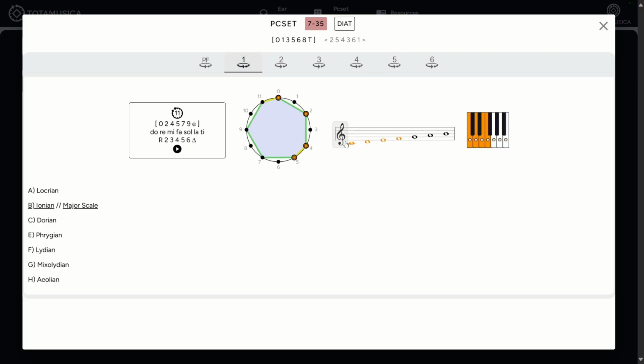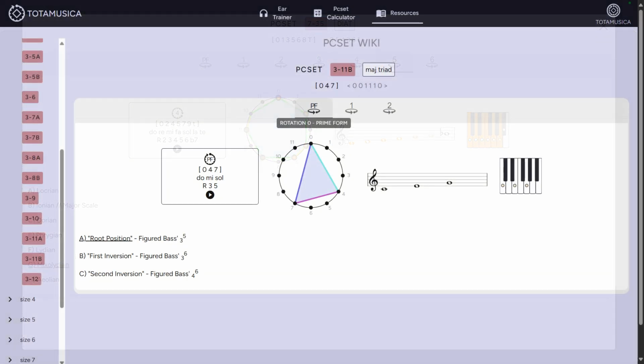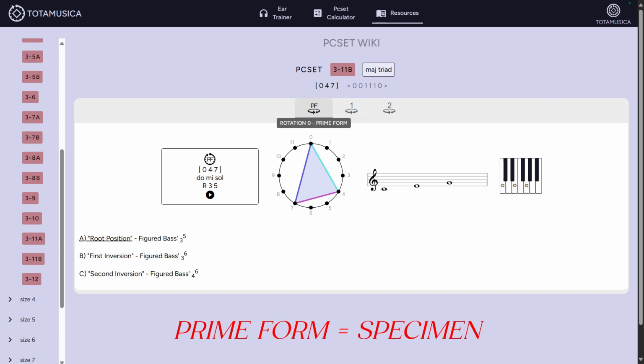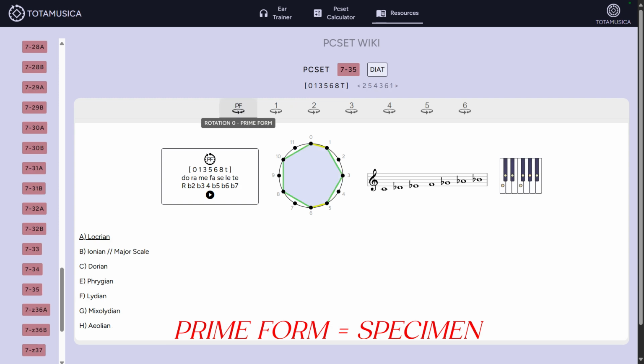To fully grasp the calculations and their outputs, it is essential to understand the concept of prime form, derived from post-tonal theory. The prime form serves as a specimen for all transpositions of a set. It operates independently of traditional musical hierarchies, to the point where the prime form of the major scale is actually the Locrian mode, a counterintuitive result for those accustomed to traditional music theory.